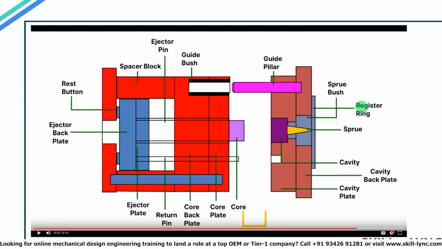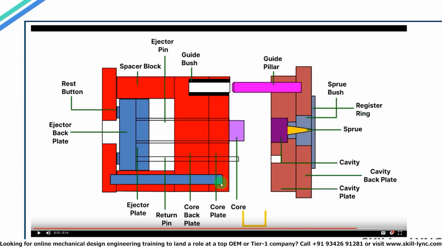Then we have the register rings. Register rings are provided for alignment of the entire tool with the molding machine. Don't get confused between the guide pillar and the register ring. Guide pillar is used for aligning the core and the cavity, whereas the register ring is for alignment of the entire tool with the molding machine.